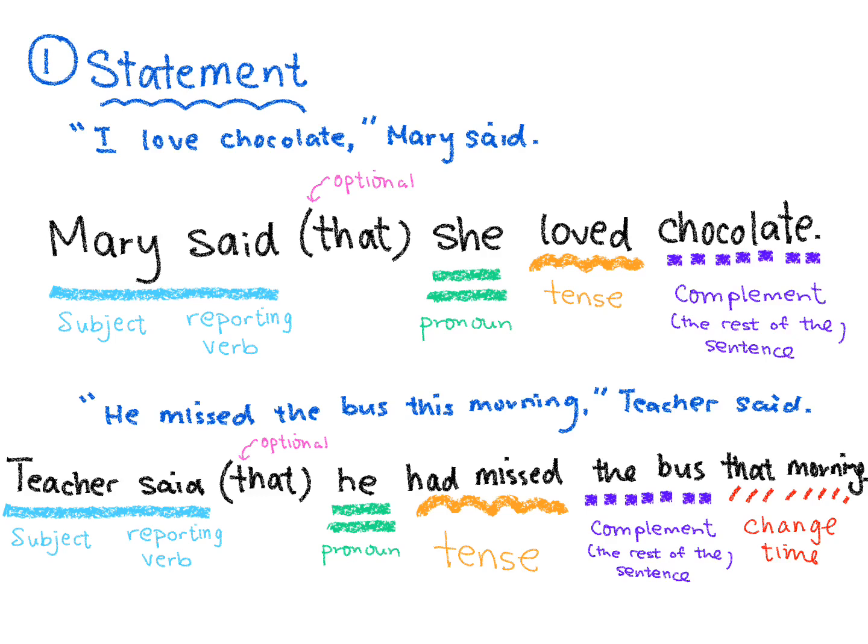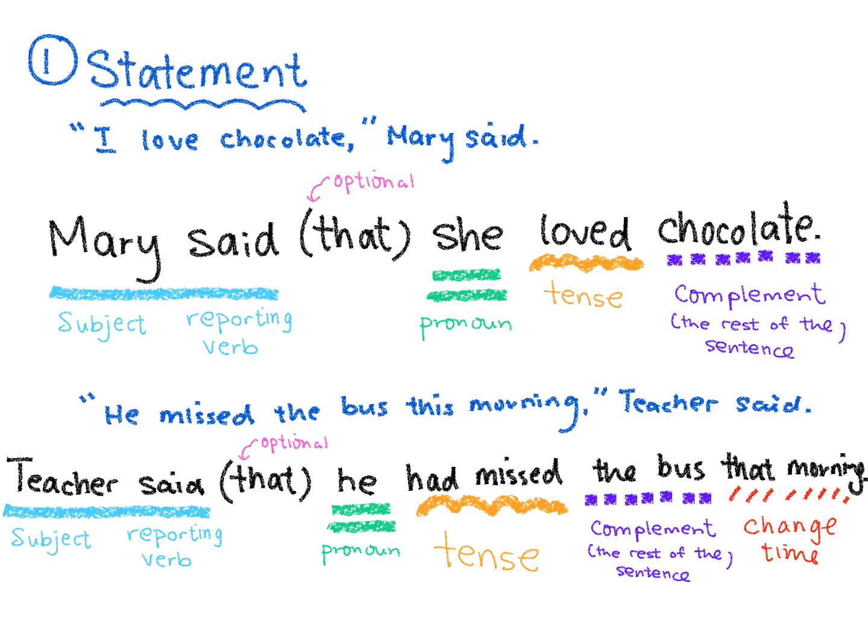And then we need to change the sentence in the quotation marks. The original sentence is, I love chocolate. So now we remove the quotation. We need to change something. We cannot put I anymore because it's not you who actually love chocolate. It's Mary who loves chocolate, right? So you need to change the pronoun first. Pronoun. Change from I to she.